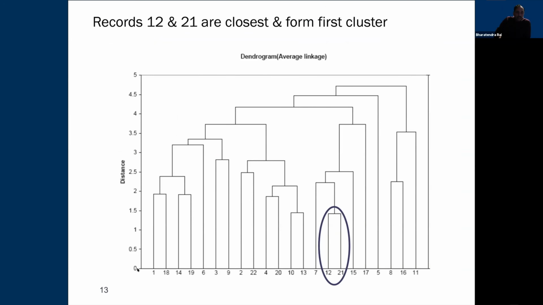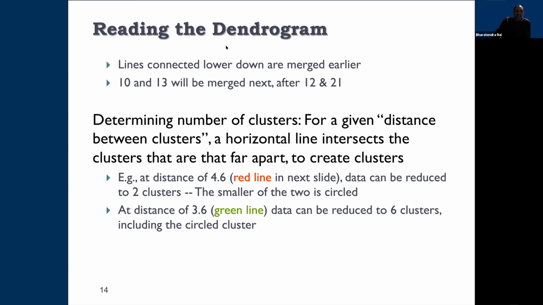So this is the distance, and these are all 22 companies. And we find that companies number 12 and 21 have the minimum distance. So they form the first linkage on this dendrogram. And this graph is using the average linkage method of measuring distance. So how do we read this dendrogram?